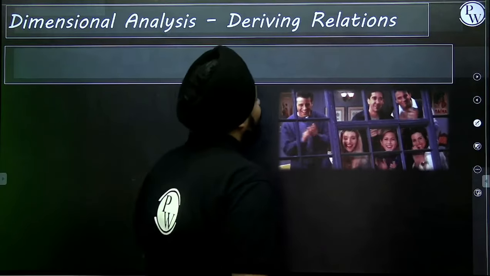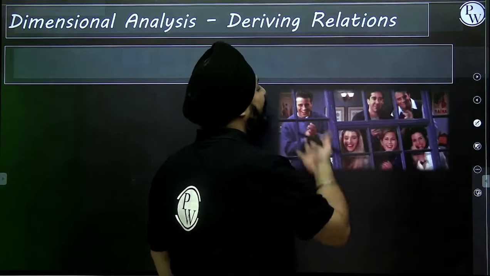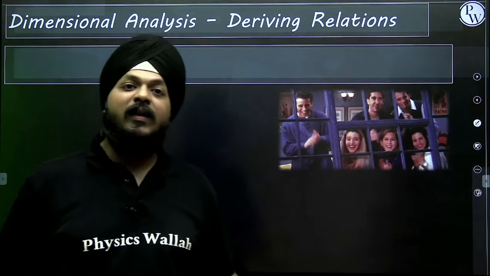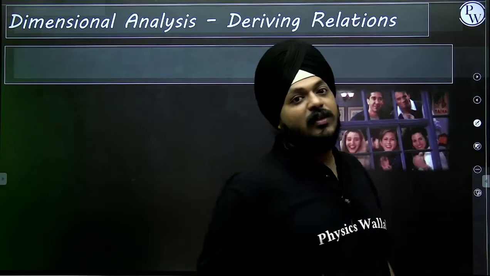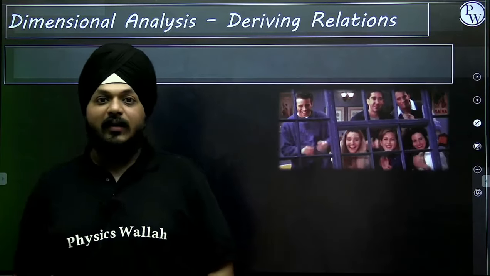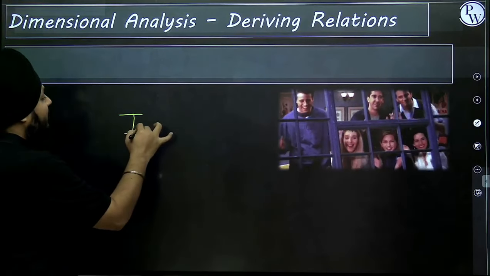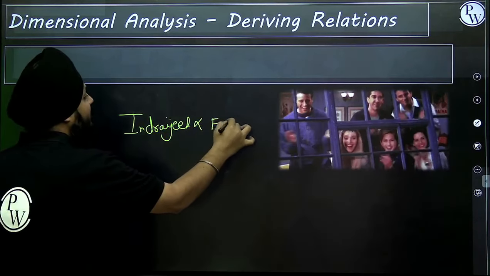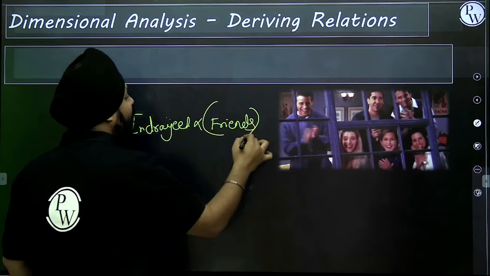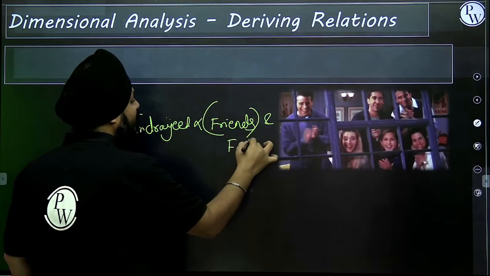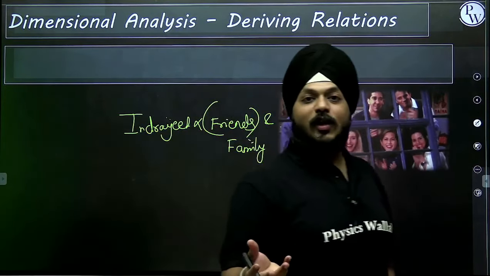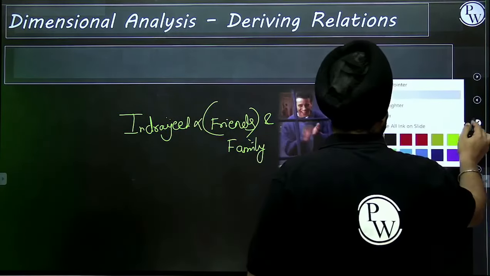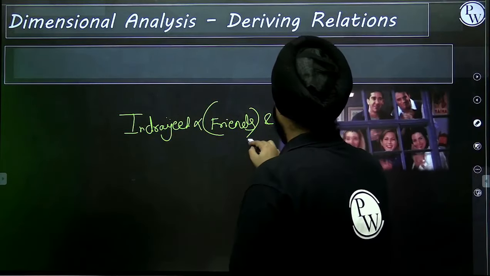Friends, what is the relation between them? How can we derive this relation? How can we derive a relation with our own friends, with our own relatives? I'm going to show you. Indrajeet is directly proportional to friends, right? And family. Indrajeet is directly proportional to friends and family. Sorry, family is not included. I'm extremely sorry. Okay, I'm going to remove that.